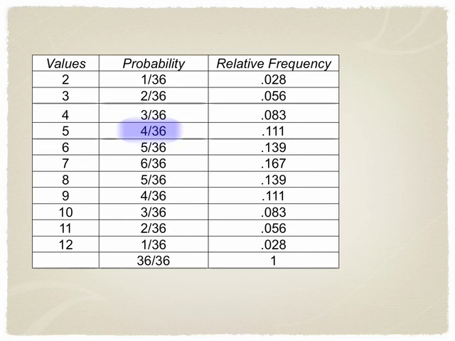Probability is represented by 4 over 36 to roll a 5. So to roll a 5, the chances are 4 out of 36. We could actually divide that out and get a value of 0.111.